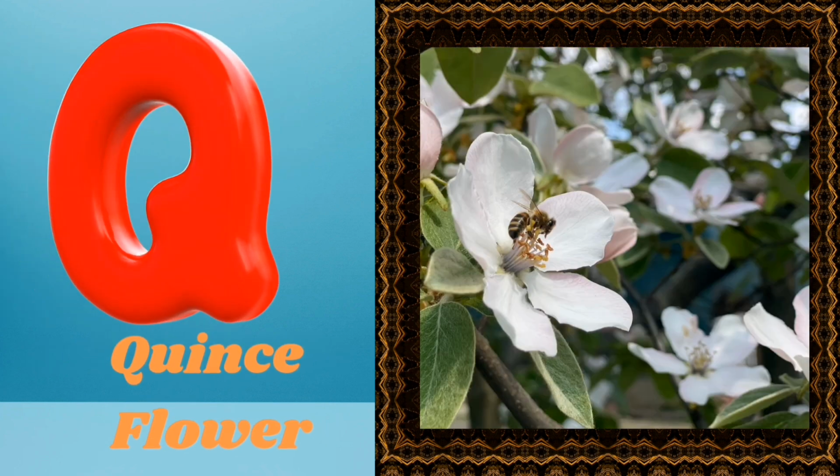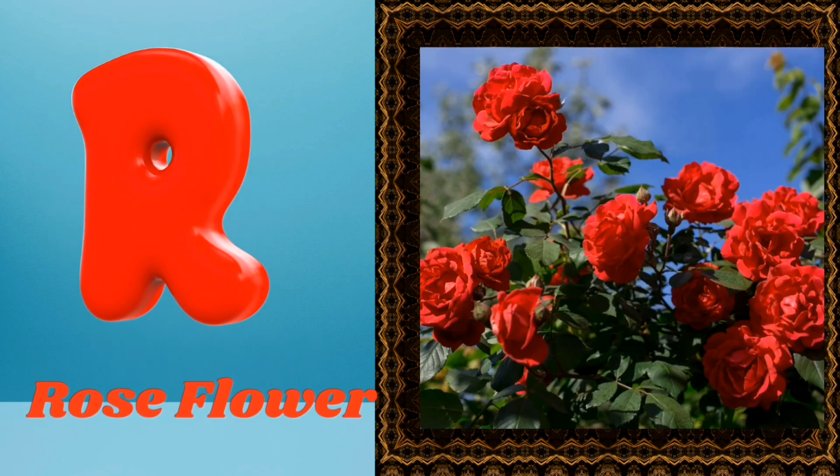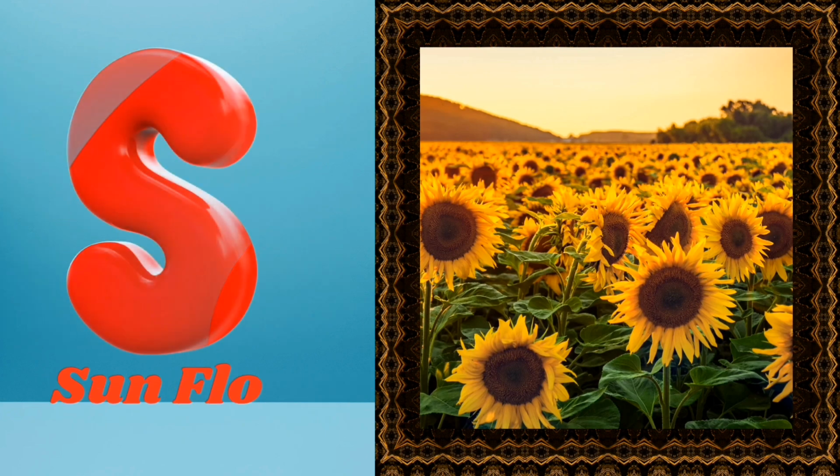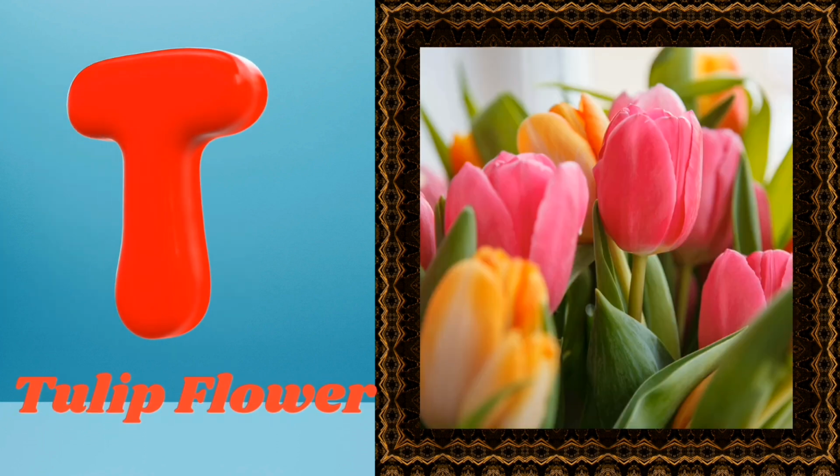Q is for quince flower. Q, quince flower. R is for rose flower. R, rose flower. S is for sunflower. S, sunflower. T is for tulip flower. T, tulip flower.